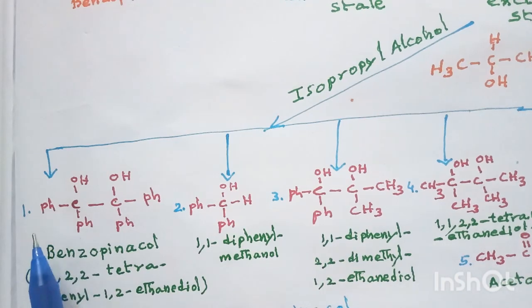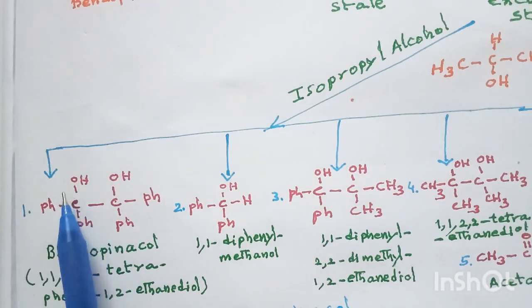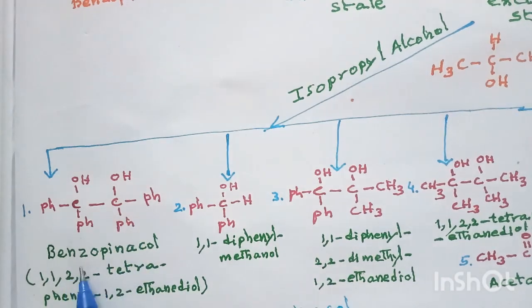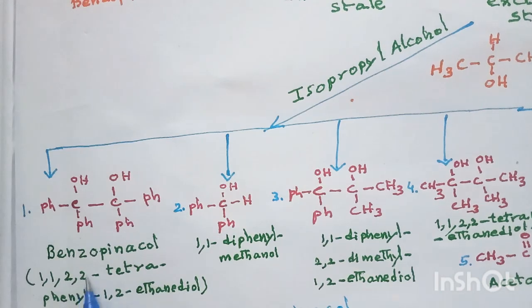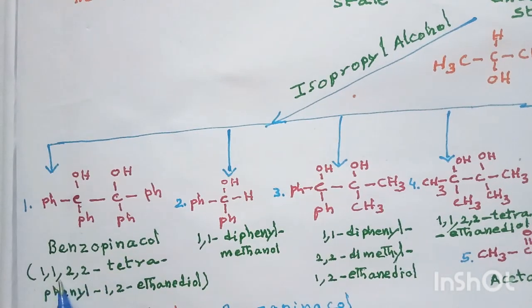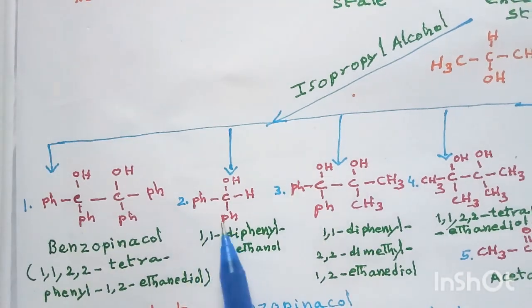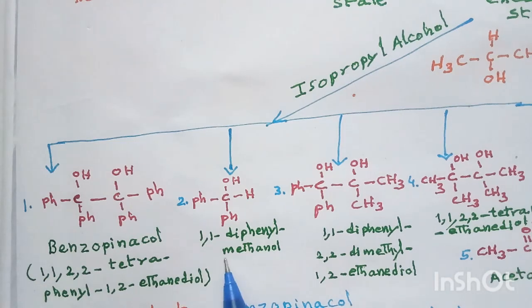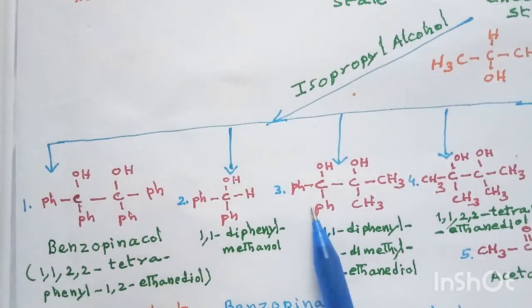Number one, Ph2C(OH)-C(OH)Ph2, that is benzopinacol. It is also called 1,1,2,2-tetraphenyl-1,2-ethane diol. This is benzopinacol. The second product is Ph2CHOH, diphenyl methanol, or 1,1-diphenyl methanol.